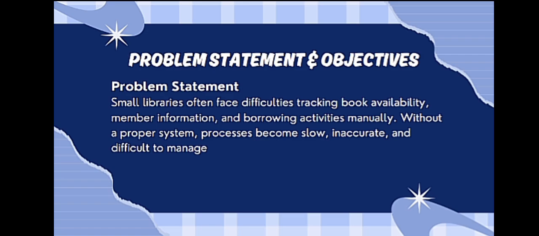Problem statement and objective. First, for the problem statement, small libraries often face difficulty tracking book availability, member information, and borrowing activity manually. Without a proper system, processes become slow, inaccurate, and difficult to manage.